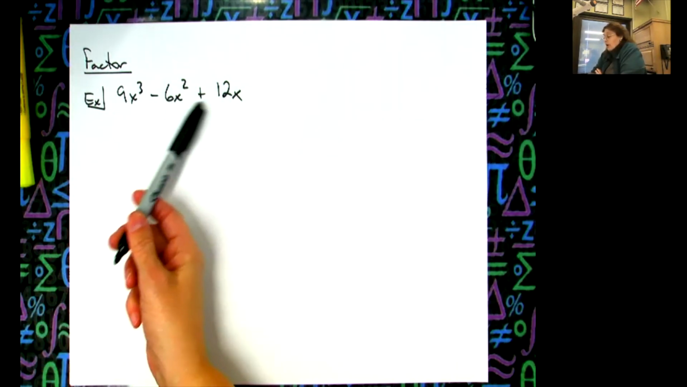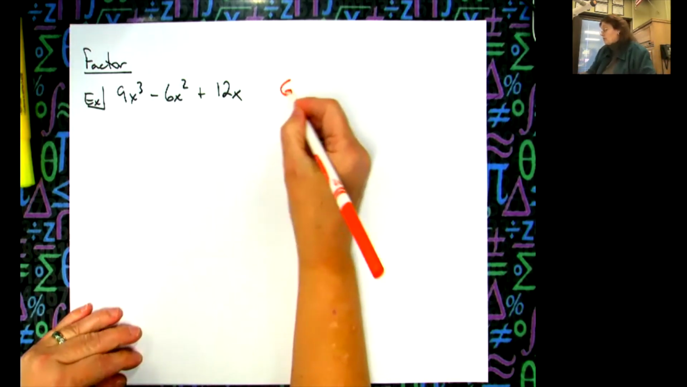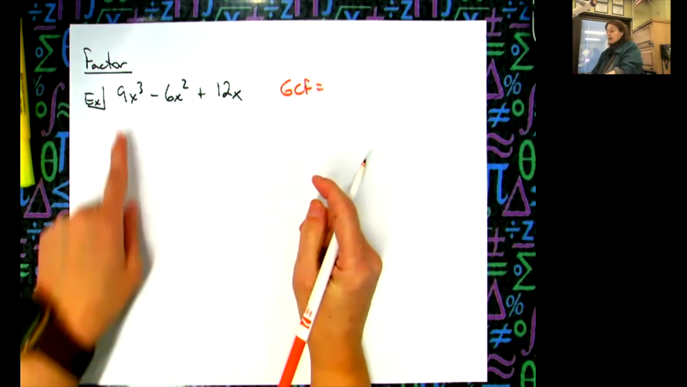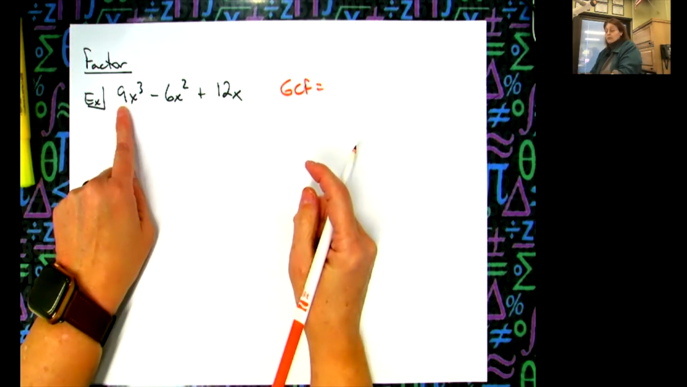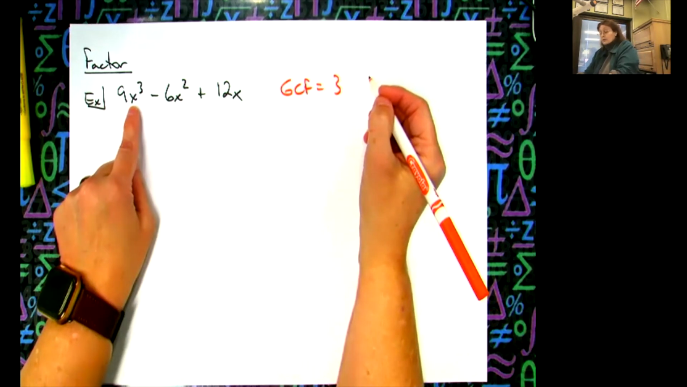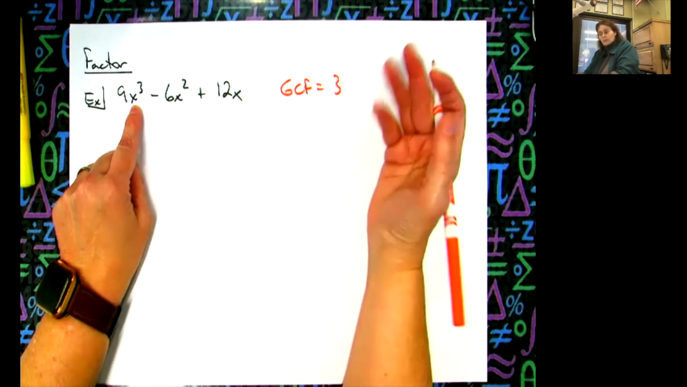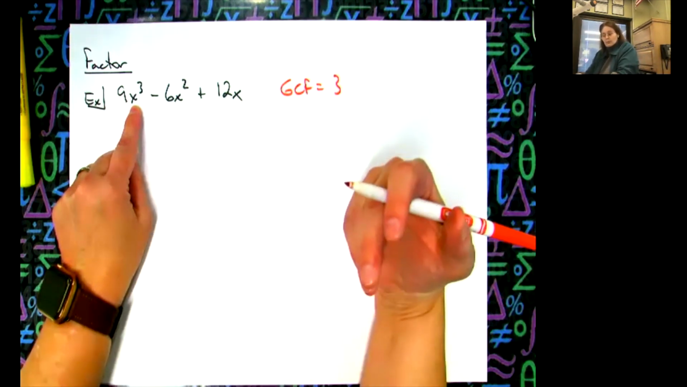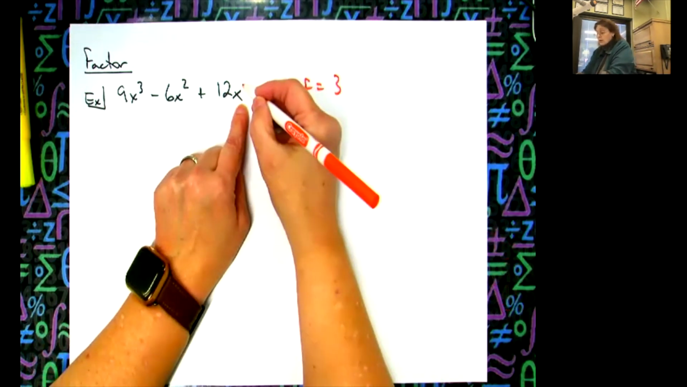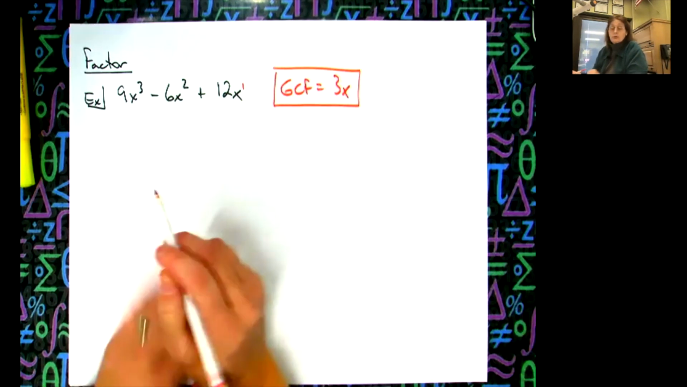That's okay. I'm going to take a look at the coefficients first. I have a 9, a 6, and a 12. So I need to ask myself, what's the greatest common factor of those three numbers? It looks like it's going to be 3, right? 3 goes in 9, 3 goes in 6, 3 goes in 12, so I definitely have a 3. Now I need to look at the variables. I have an x, an x squared, and an x to the third. Since I'm looking for the greatest common factor, I pick the one with the least exponent, which is just an x. So my greatest common factor is 3x.